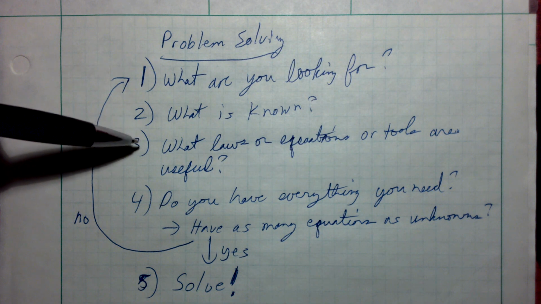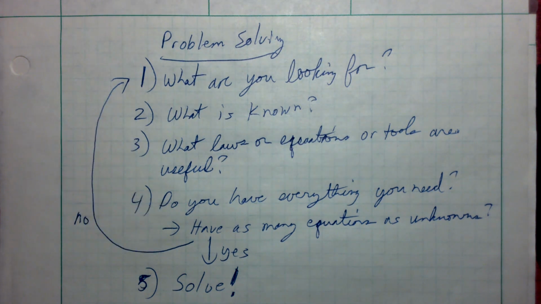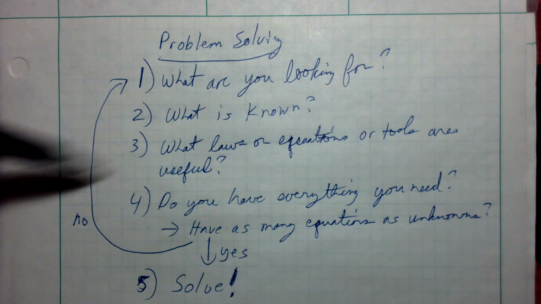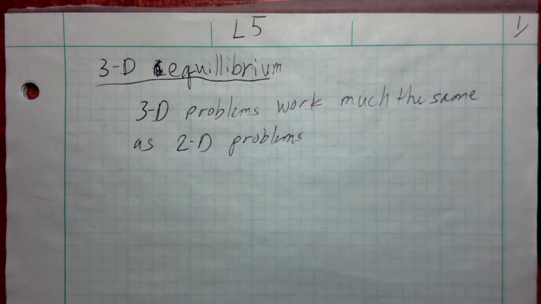What are you looking for? What's known about it? Organize that into information. What tools do you have? Do you have as many equations as you have unknowns? If you do, then just go solve. If not, go back. Now that you've got new things that are unknown that you identified, you go back to step 1. Repeat until you come out with as many equations as you have unknowns.